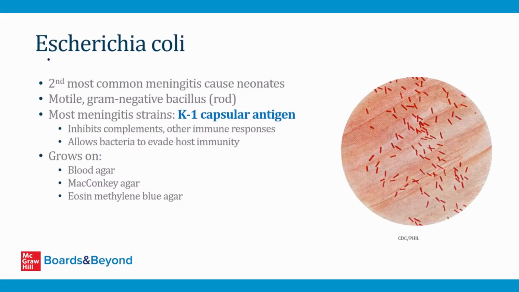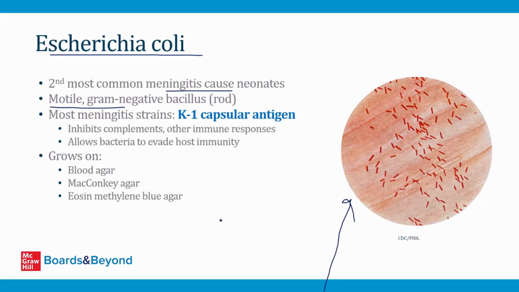Okay, and then our final bacterial cause of meningitis we'll talk about in this video is E. coli. It's the second most common cause of meningitis in neonates. E. coli are motile gram-negative bacilli, or rods. This is a picture of what they look like here on the slide. And it's super high yield to know for your exams that the forms of E.